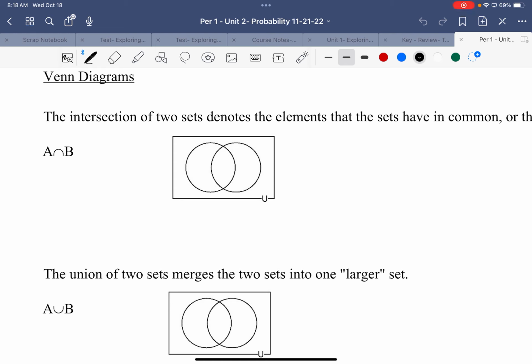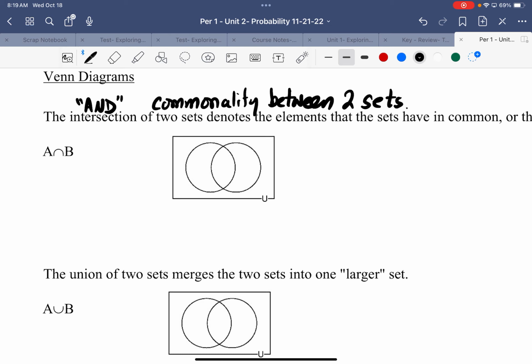All right, so the intersection is the and. So it's the equivalent of an and. If you think about an intersection in everyday life, you've got one road going this way, one road going that way. The intersection is where they cross. If you think about it in a math class, you've touched on that plenty of times. Two lines, where do they cross on a graph? What we're talking about here is a commonality between two sets. All right, so commonality between two sets.